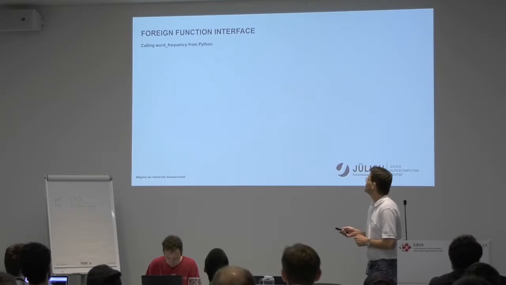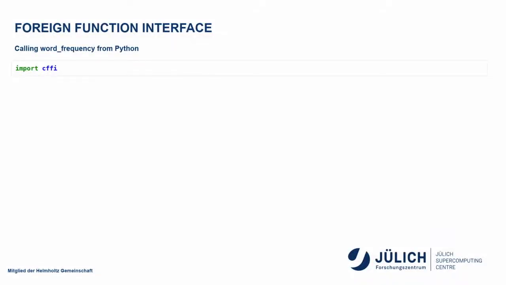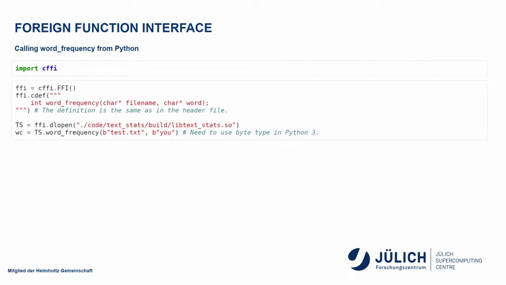With CFFI, we just import the package. We define the function actually just like it was in the header file on the previous slide. We take the same arguments. We then open the dynamically loadable library where this function is stored. It's stored in libtextstats. And then we can call it: ts.word_frequency(b"test", b"u"). Since the arguments here are char stars, we actually have to use a byte type in Python 3.